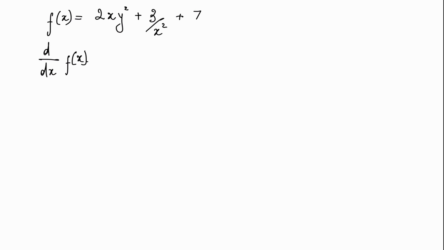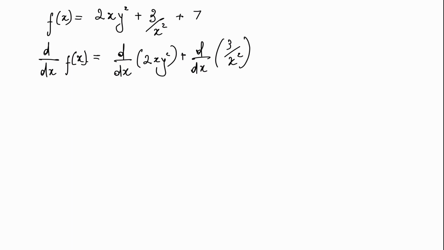So the first rule we would need to use here is to consider that f is a sum of different functions. So the derivative of f is the same as the sum of the individual derivatives of the individual terms. It's the sum of the derivative of each of the terms. So the point is, we can happily do this. We could happily say it's going to be the derivative of the first term, which is 2xy squared, plus the derivative of the second term, which is 3 over x squared, plus the derivative of the last term, which is 7.